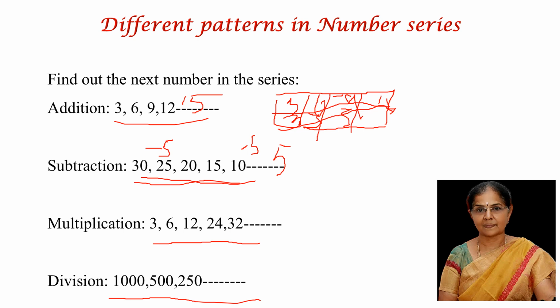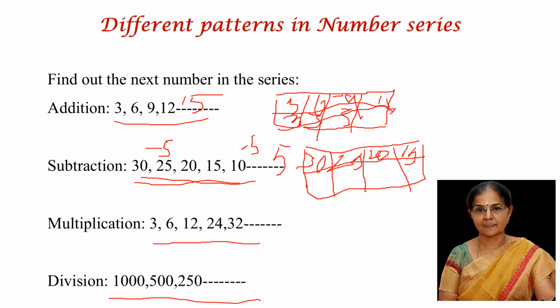If you find it difficult doing it mentally, you can draw the squares, 2 rows, the upper row with the given series of numbers right here, 30, 25, 20, 15, 10. One more column, you draw it.